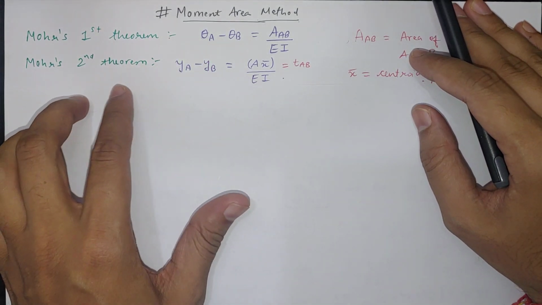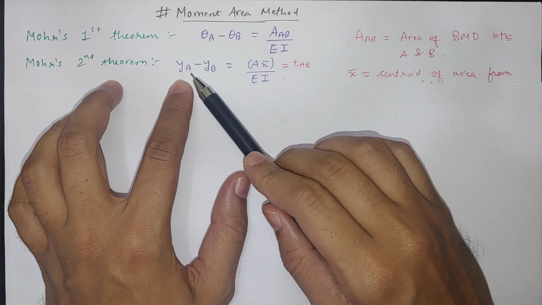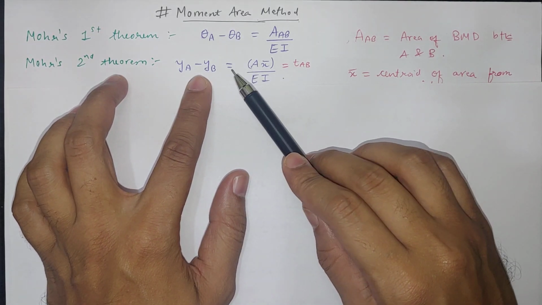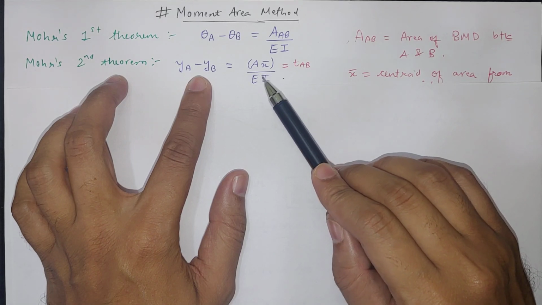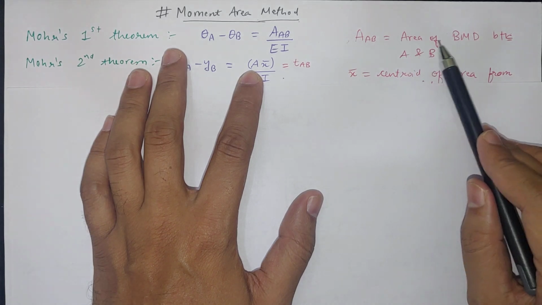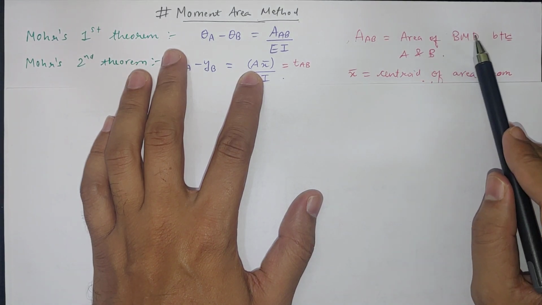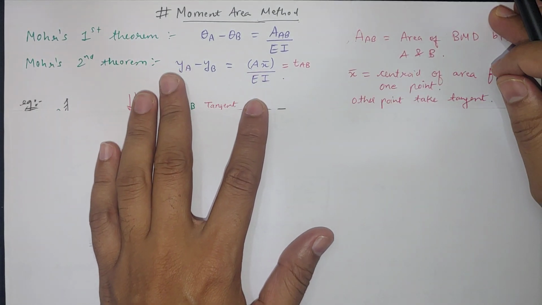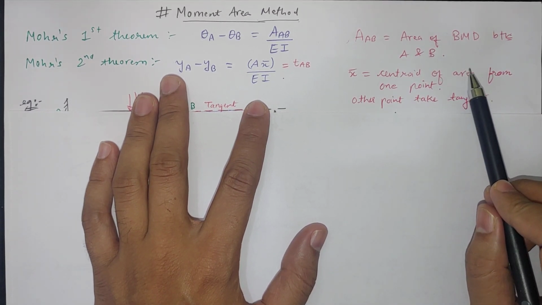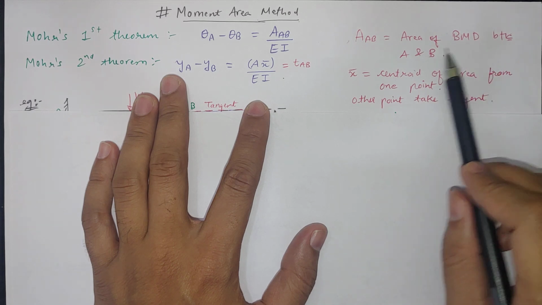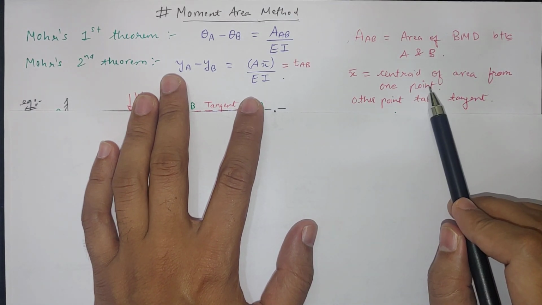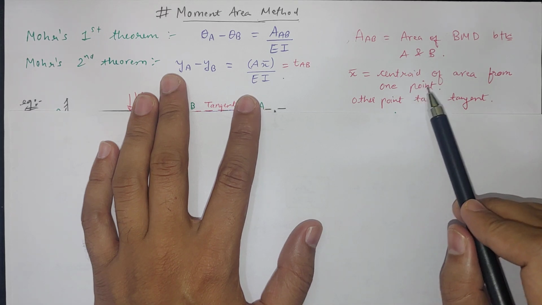Mohr's second theorem tells us that y at A minus y at B, meaning deflection at A minus deflection at B, will be equal to A x bar upon EI. Here A x bar is the same area between A and B in the bending moment diagram. X bar is the centroid of the area that we are talking about. So for the area we get between A and B, we have to take the centroid, and then find the distance from one of the points.